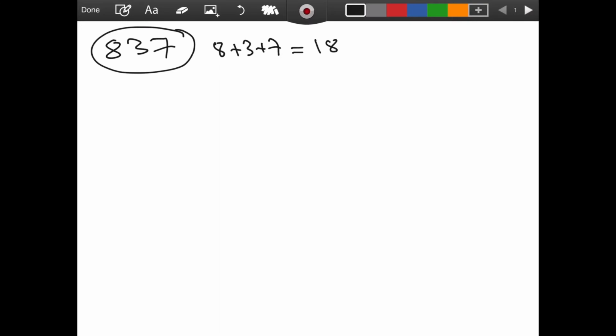But what I want to do today is give a more general rule which we can use to show that the rule for divisibility by 9 is just a special case of the general formula. So let's start doing that.